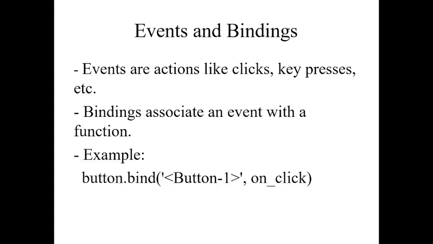Button dot bind, Button-1 on click. What it shows is that with button dot bind, we are binding the button. Button-1 means right click. When we right click the button, then this on click function will be executed. So we will create a function whose name is on click. Whatever we write in this function will happen when we right click the button. So this binds this event with this function.